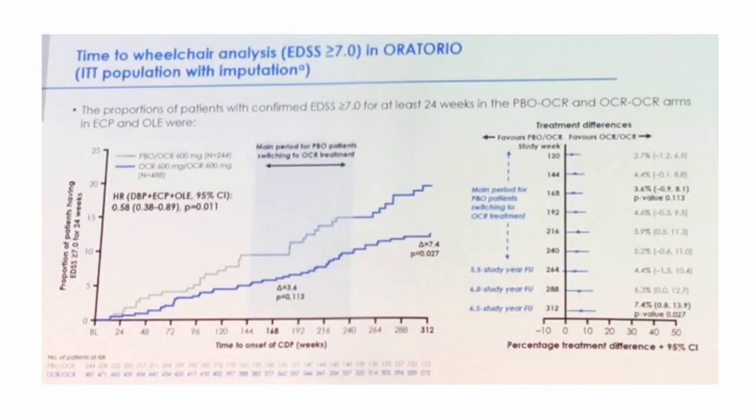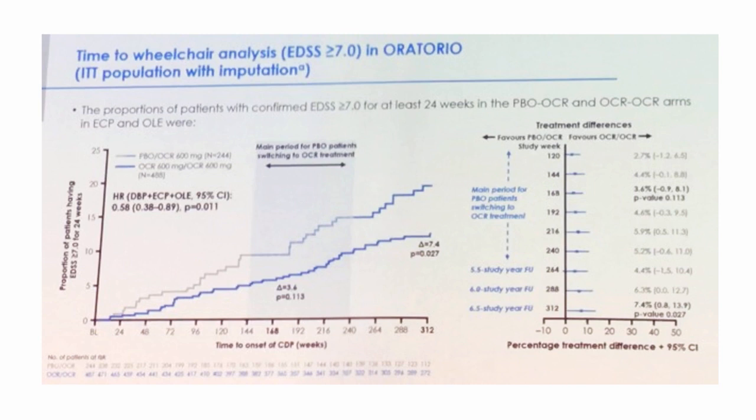Anyway, we were discussing the Oratorio 6.5-year data. If you would like to see the previous discussion topics, they're available on YouTube as well. What they found was that those who started earlier on Ocrevus and had continuous Ocrevus had a more favorable outcome in their progression to EDSS than those who started on the placebo and then switched to ocrelizumab. You can see that on the right-hand side graph, where everything goes towards the right-hand side, which was quite interesting.